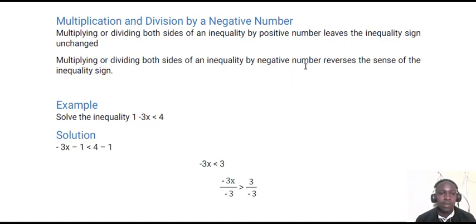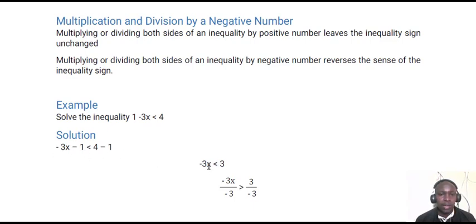If the inequality sign was, let's say, less than, it becomes greater than. If it was greater than, it becomes less than. So it is changed to the opposite. Let's look at this example. Solve the inequality 1 minus 3x is less than 4. For us to solve this, remember we want to get x. To remain with x, first we eliminate 1, so we subtract 1 from both sides.